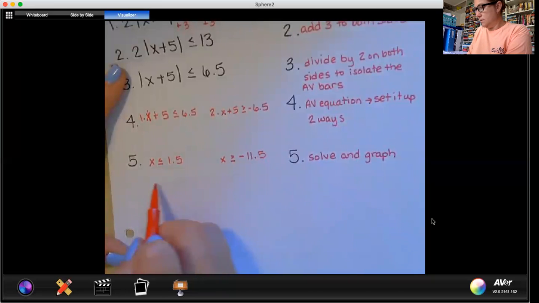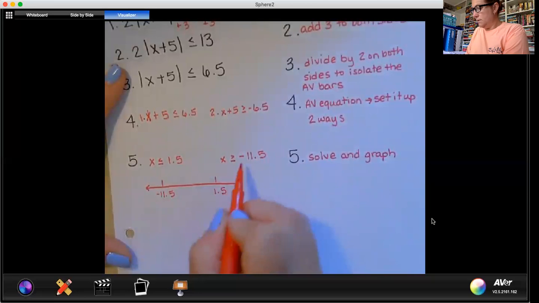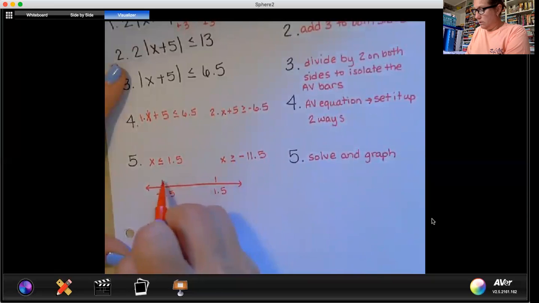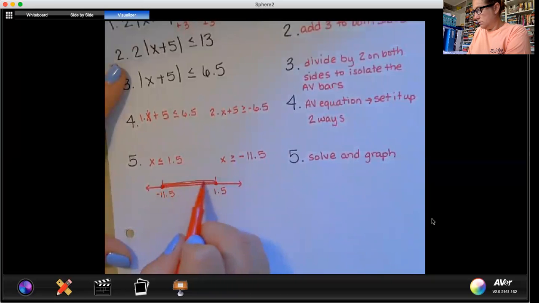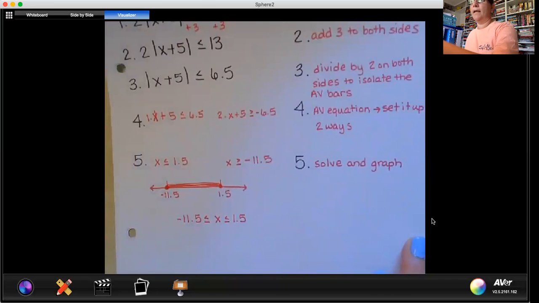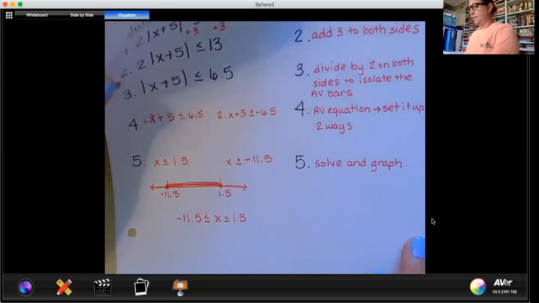So what we're going to graph on is a number line. So we have negative 11.5 and 1.5. I'm going to start here first. Closed circle, shade right. Closed circle, shade left. So there's my graph, my answer: negative 11.5 less than or equal to x, less than or equal to 1.5. So what you've done there is solved a problem, as well as stated what happens in each part of your problem to justify what's going on and to prove that your answer is correct.